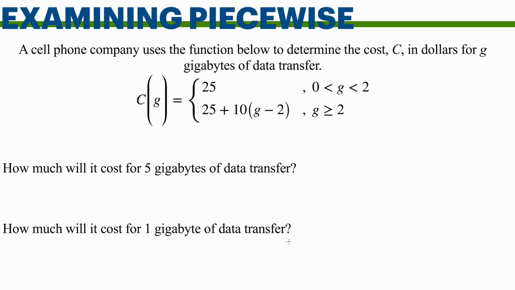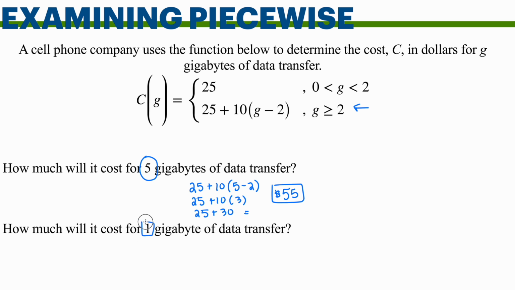So now let's actually do a couple problems. How much would it cost for 5 gigs? So we're looking for where does 5 fit in the domain? 5 fits in this domain right here because 5 is greater than 2, which means we are going to take 5 and plug it into the second function. So we'll have 25 plus 10 times 3, which means we'll have 25 plus 30, which means it is going to cost $55 for that amount of gig transfer.